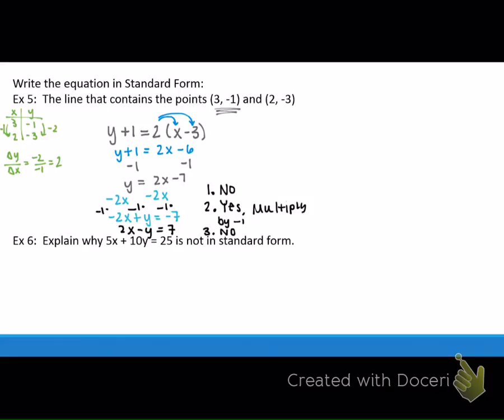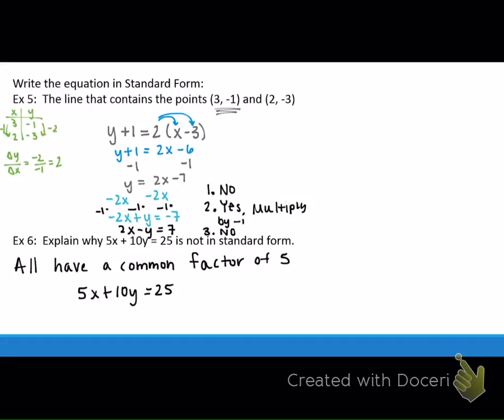Who thinks they can answer what example 6 is asking? Explain why 5x plus 10y equals 25 is not in standard form. Vivian, why is that not in standard form? Because they all have a common factor. All have a common factor of what? 5. So the A value is not negative, so that's fine. There's no fractions or decimals, but they all have a common factor of 5.